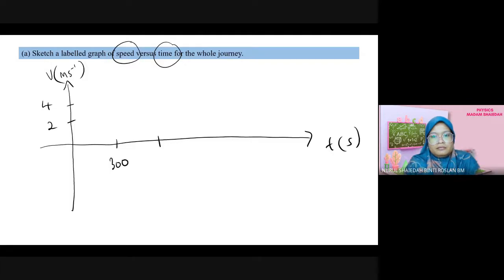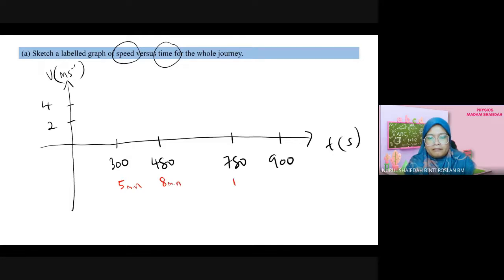And then another, this one is 3 minutes. So 5 plus 3, you get 8 minutes here. So we change into seconds, 480. And then this one I get 780, and here is 900, because I changed everything into SI units. So actually this one is 5 minutes, this one is 8 minutes, this one is 13 minutes, this one is 15 minutes.